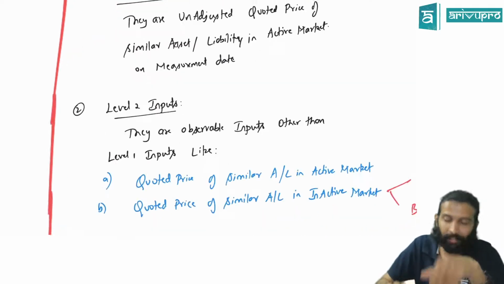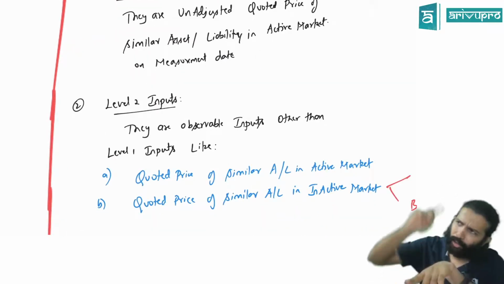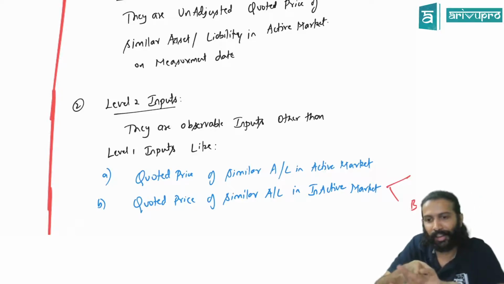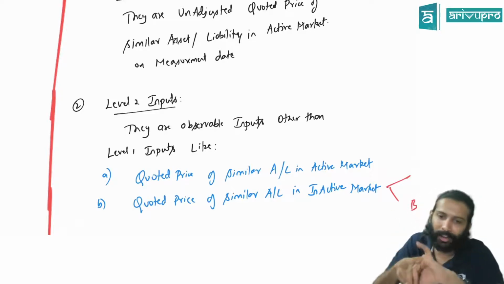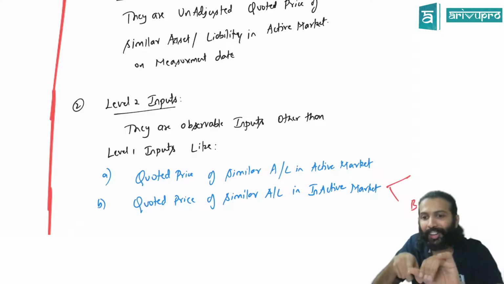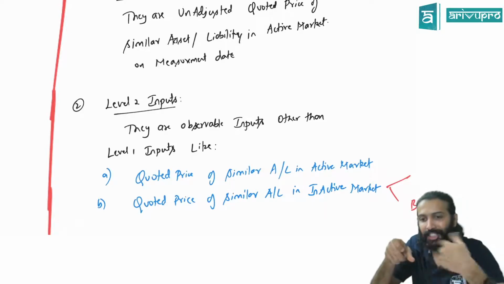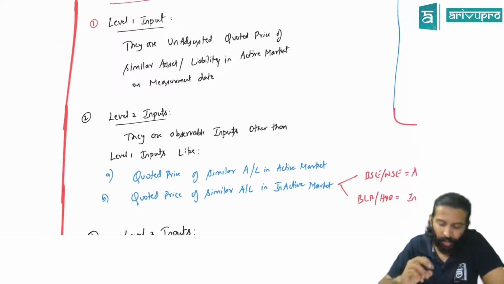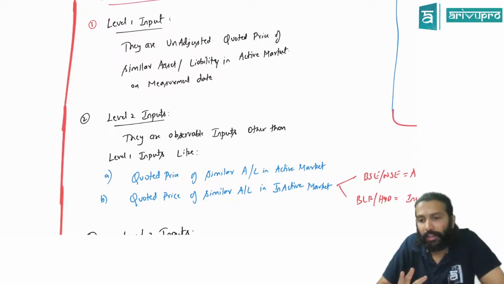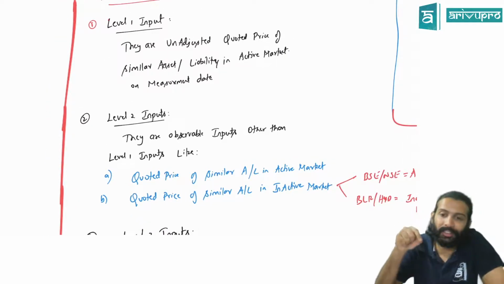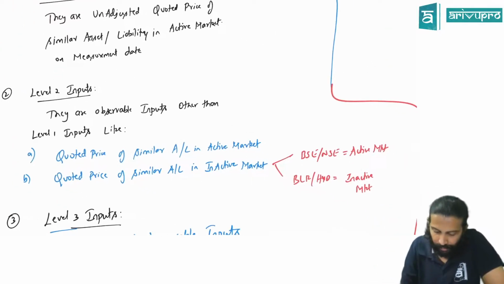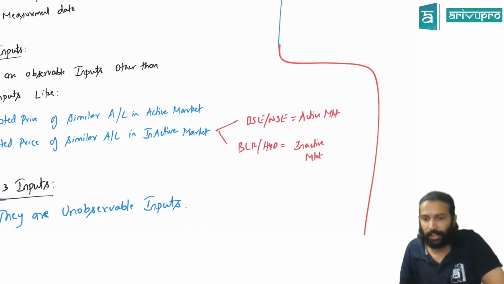And the second one is level 2 inputs. Level 2 input means the same: you are using the quoted price only of similar assets only, correct? From an active market only, on a measurement date only. But you are not taking it unadjusted. You are doing some adjustments, correct? If you are doing any adjustments, then we call it level 2 inputs. Or you are taking quoted markets of similar assets and liabilities not from an active market but from an inactive market, like Bangalore Stock Exchange or Hyderabad Stock Exchange info, if you are using.